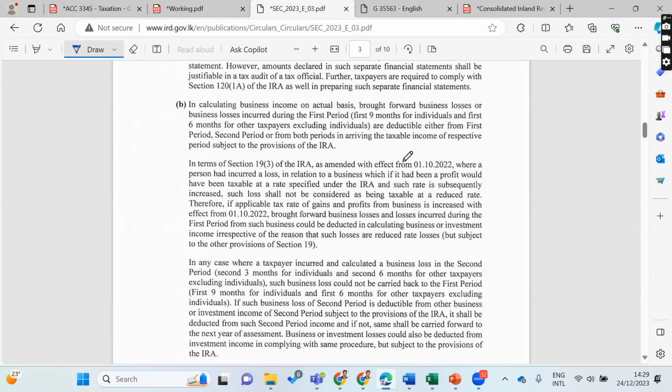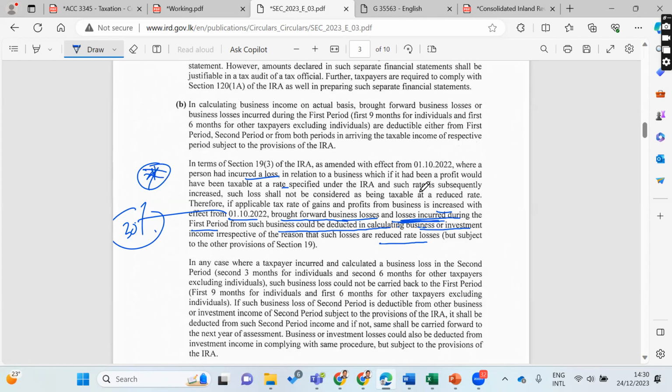If you have any carry forward losses or previous losses, where the loss was incurred in the first period, that the person incurred in the business, then at the lower rate taxable, if the tax rate increases with effect from this date, 30% or not, brought forward losses and losses incurred during the first period, the business could deduct in calculating assessable income irrespective of the reason. Such losses, you can reduce in this period or you can deduct in the second period. You can deduct such losses in the second period. Very important, right? This part.